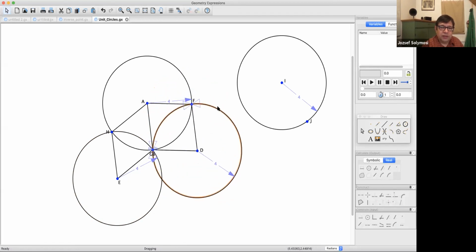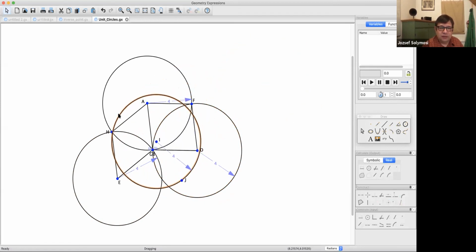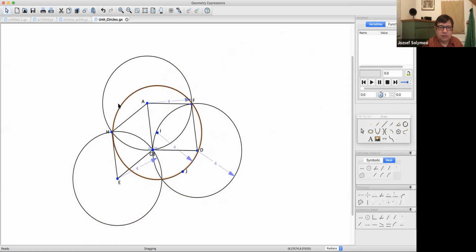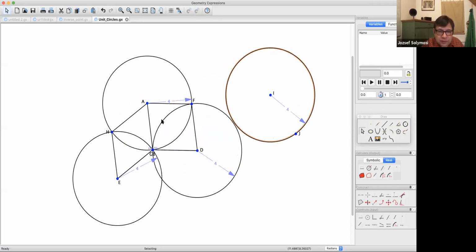Right, and here is the test. So wherever I move, then the 3 intersection points, what's happening? Oh, yes. So the 3 intersection points are on a unit circle, you see? Right. So in the meantime, I did lose some of the lines, but doesn't matter.